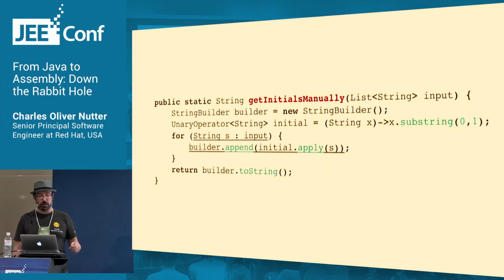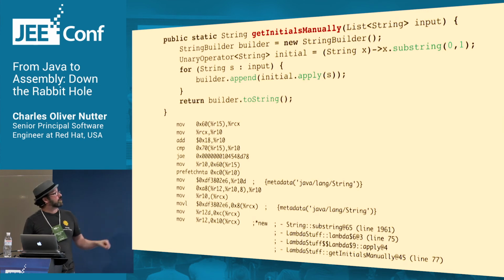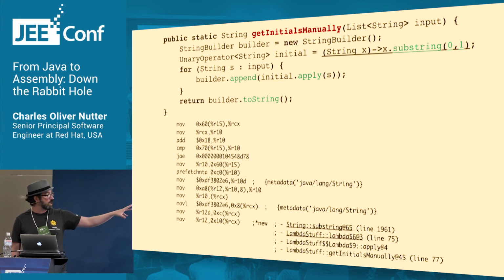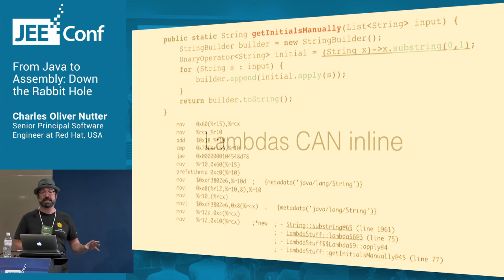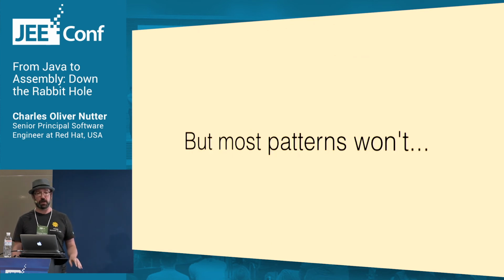So here's our lambda. Here we actually do the map of all of those initial values, and then eventually our collect at the bottom is just a toString. Same logic, but not using the built-in methods. If we look at the JITted code here, we can see our getInitials manually method there. We can see our apply, so it calls the lambda, and we can see our substring down here at the bottom. All of this inlines together like we want it to, because we've written this by hand, so we've essentially specialized it for our code. So lambdas can inline, but most patterns will not on current JVMs. And that's important to know.